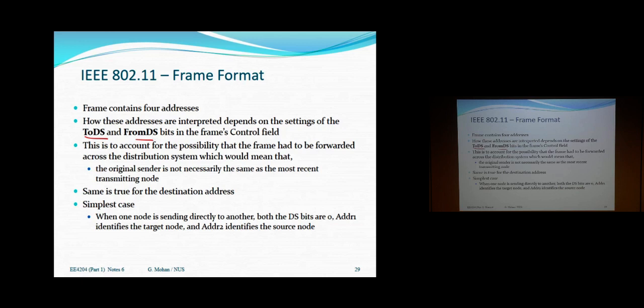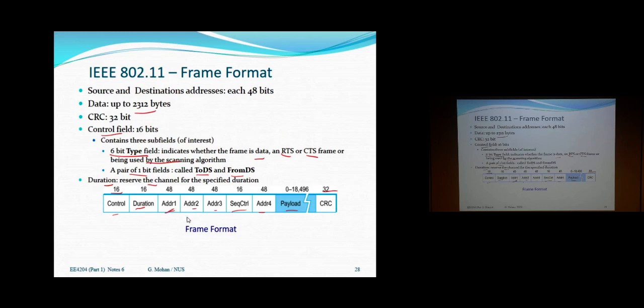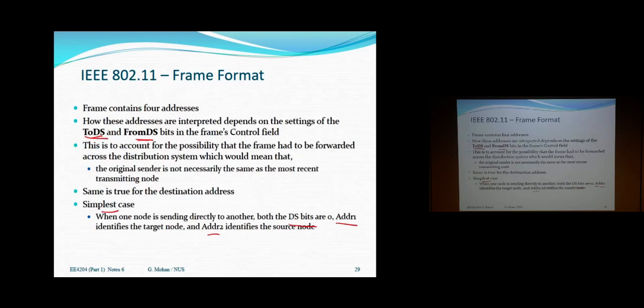The simplest case is this. What is the simplest case? One node is sending directly to the other node, without any AP. Maybe it is a peer-to-peer kind of thing. If both DS bits, to distributed system and from distributed system, are 0, that means they are not communicating through the distributed system. In that case, address 1 is the destination, address 2 is the source node. Address 3 and 4 are not relevant, because usually the first address is the destination address, then the source address. Address 3 and 4 have no relevance if both DS bits are 0.